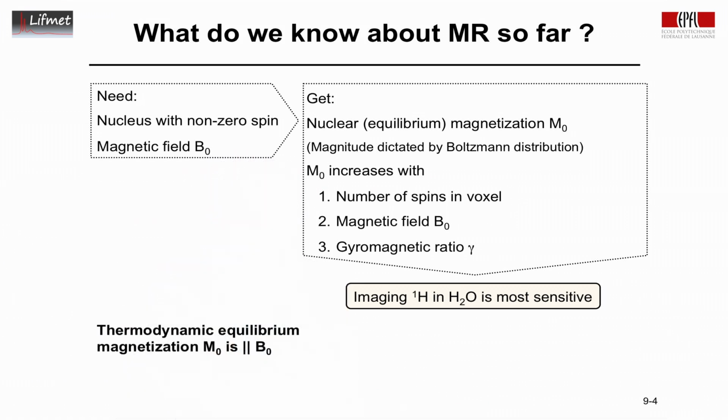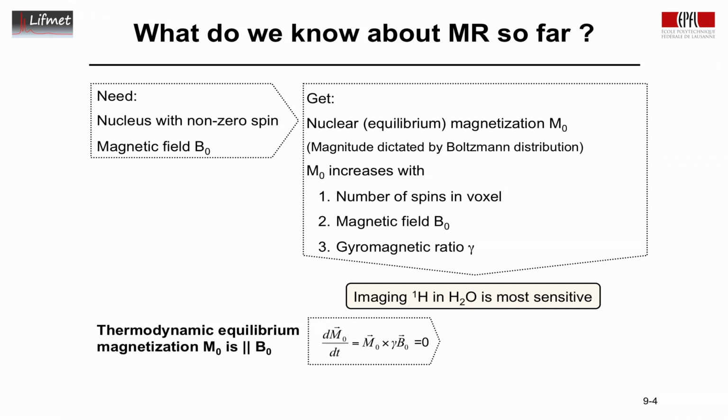We have seen last week that the thermodynamic equilibrium magnetization M0 is proportional to B0. So if we look at the equation of motion, then the derivative of this magnetization with time is equal to M0 cross gamma B0.